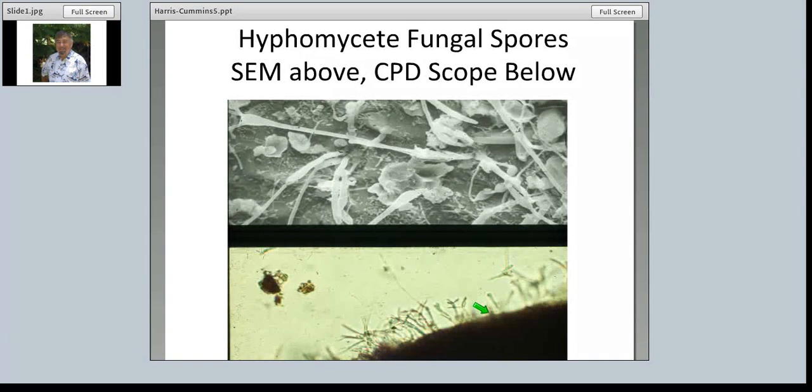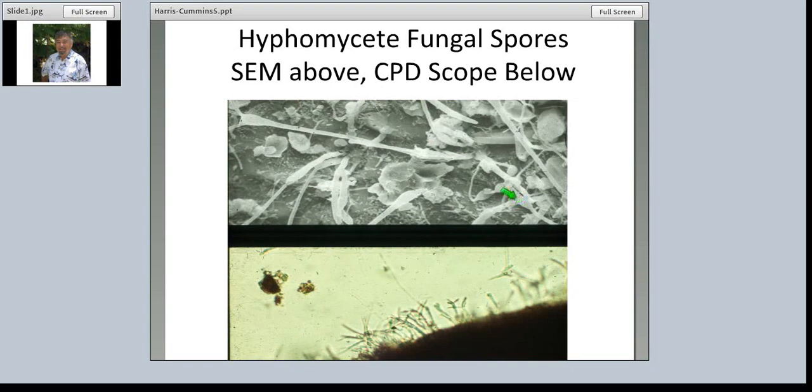Okay, here's a picture of the peanut butter, a scanning electron microscope shot and a light microscope shot across the surface of a leaf here. And these are all hyphomycete spores. The hyphomycete fungi are really the critical component of the peanut butter.